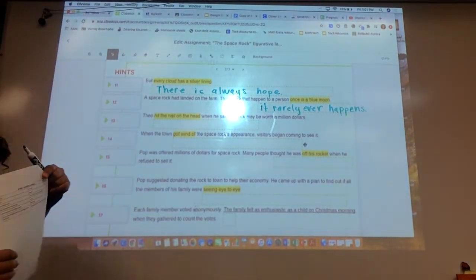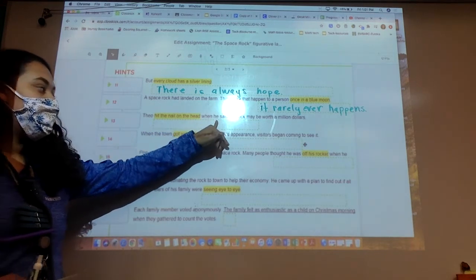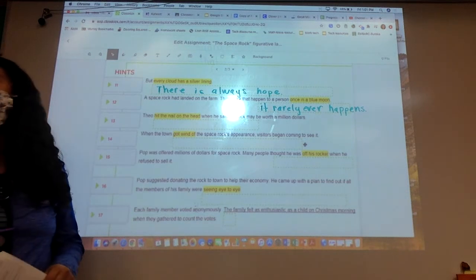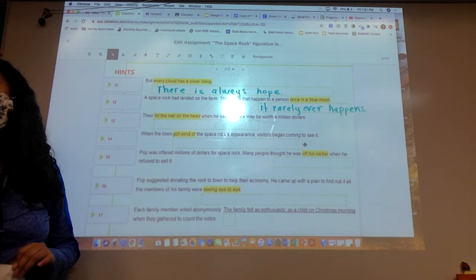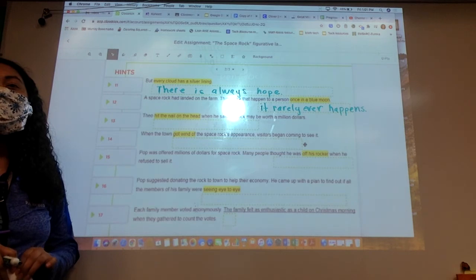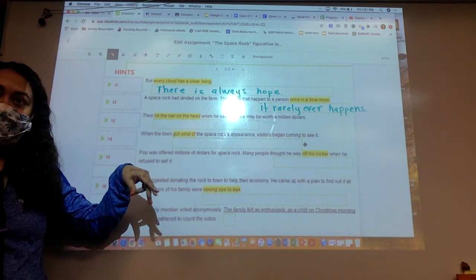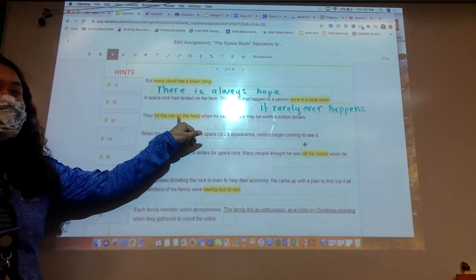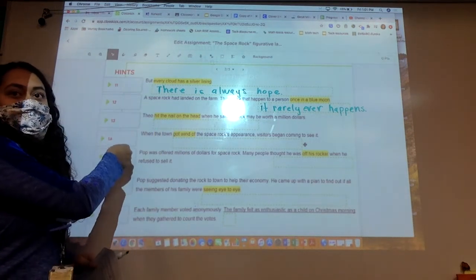Okay, next one. Ready? Theo hit the nail on the head when he said, "The rock may be worth 1,000,000 words." He's happy and surprised. Ariana? It's worth a lot, so it means he's accurate with what he said. Hitting the nail on the head means you accurately hit the nail, because when you're hammering a nail, sometimes you miss, right?